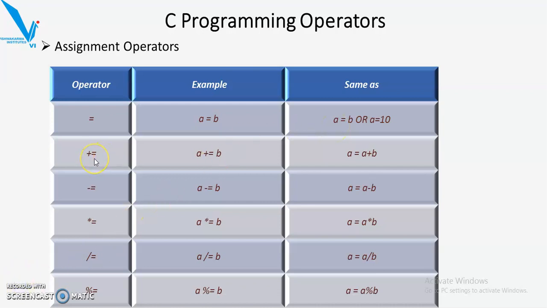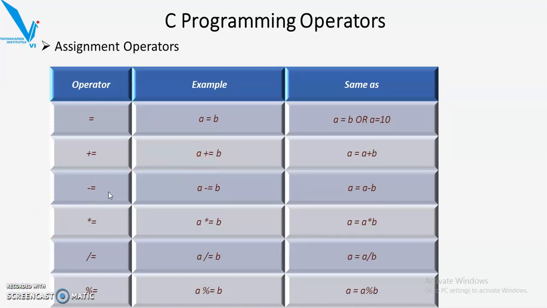Next is the add and assignment operator. This operator is a combination of the add and assignment operators. This operator first adds the current value of the variable on the left side to the value on the right side and then assigns the result to the variable on the left side.